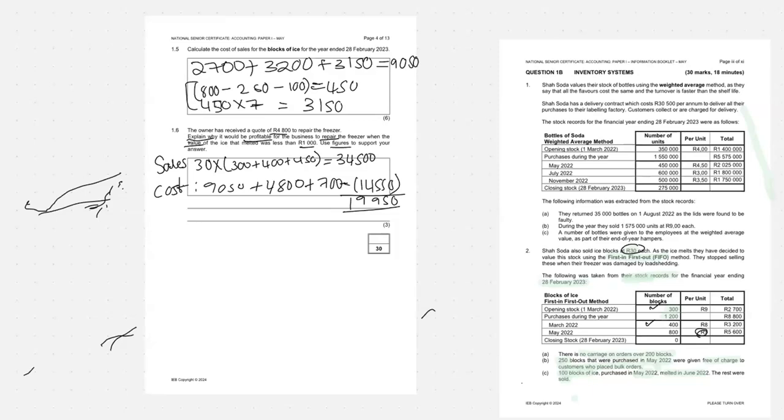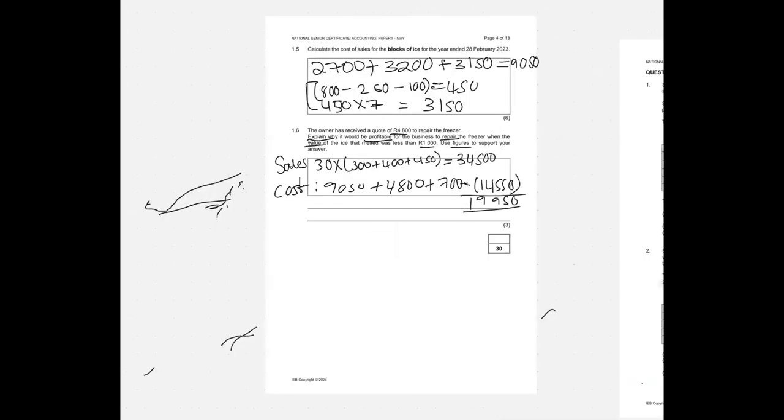Okay, please go over the FIFO method one last time. Okay, so with the FIFO method, is there anything you want me to go over, the FIFO method overall or this question, what they tested on the FIFO method? This question. Okay. So with this question, what they asked us when it comes to the FIFO method was calculating the cost of sales of the block of ice.